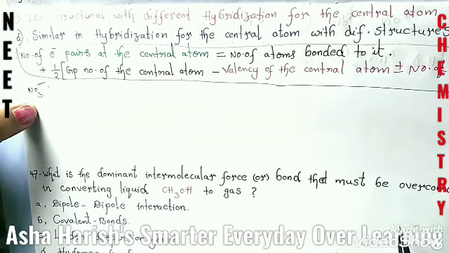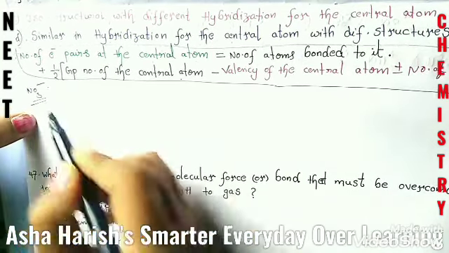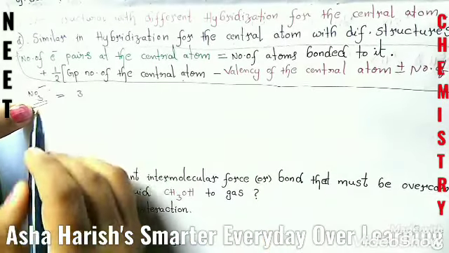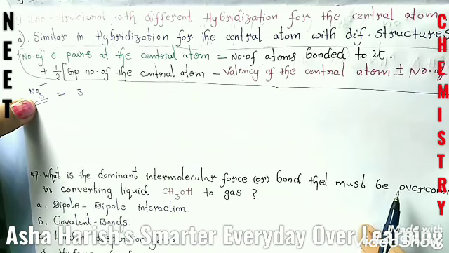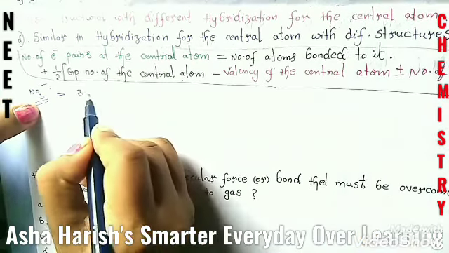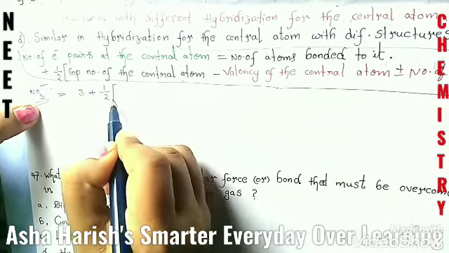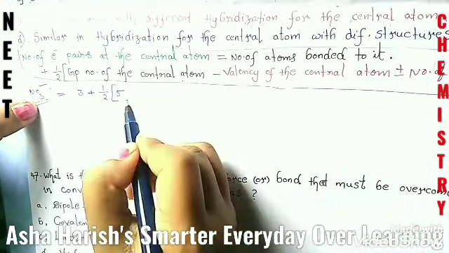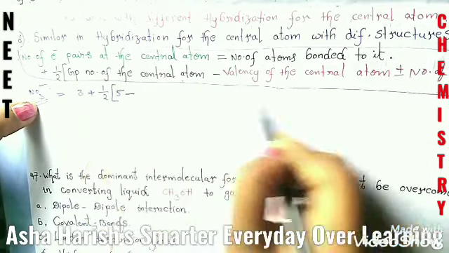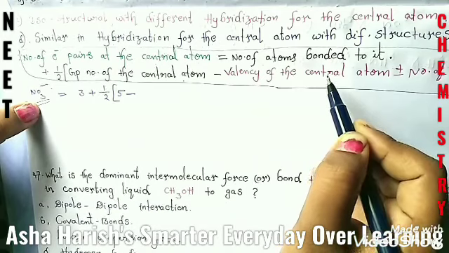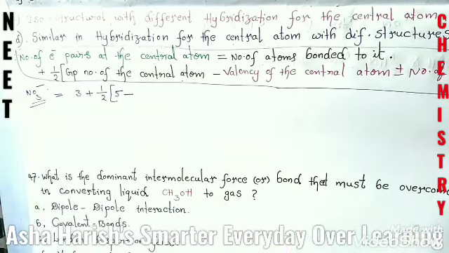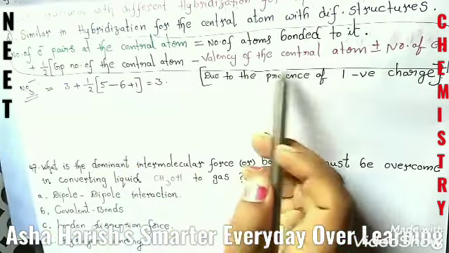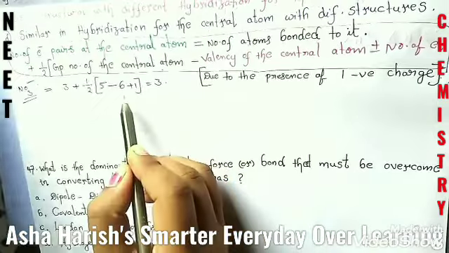The number of electron pairs at the central atom in NO3 minus is equal to the number of atoms bonded to it, that is 3. Here 3 oxygen atoms are combining with nitrogen, so we take the number 3 here, plus half into the group number of the nitrogen. Here the group number of the nitrogen is 5, minus valency of the central atom. Okay students, here the valency of the central atom is 6.